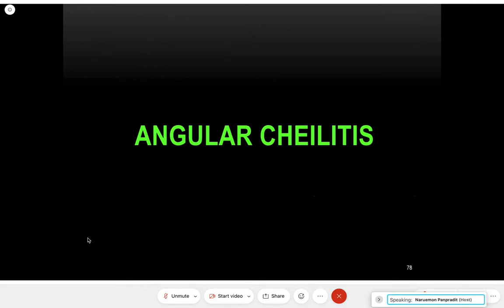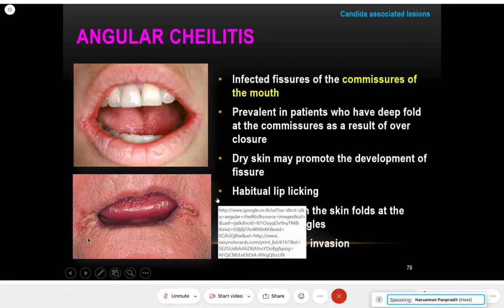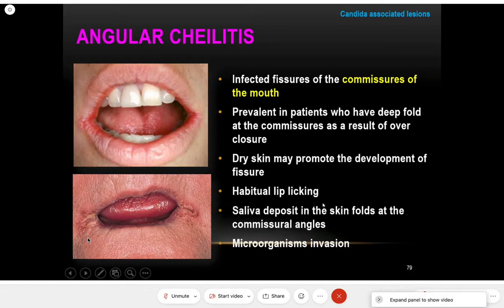Okay, next one I will talk about angular cheilitis. Angular means the corner of the mouth. Angular cheilitis, what is it? It's very easy to diagnose. We have to look at the corner of the mouth of the patient. If the corner of the mouth looks red, or sometimes cracked, painful, or has some pus, that is called angular cheilitis.